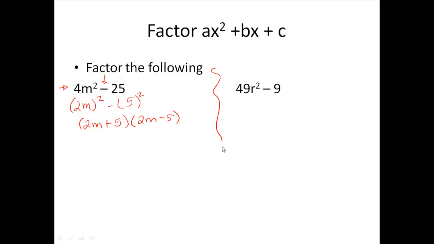Okay, the second one. You've got to decide, does it fit that pattern or not? Well, it's got two terms. The 49r squared is perfect. The 9 is perfect. We have a minus sign, so it is going to work out for us.